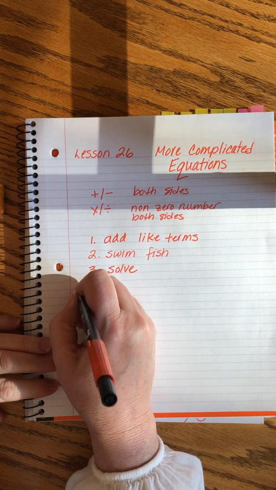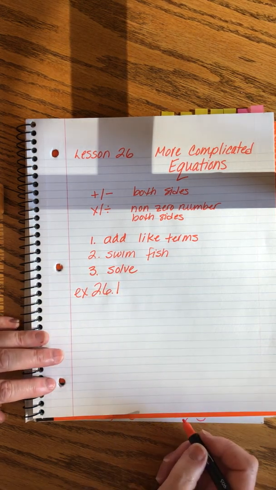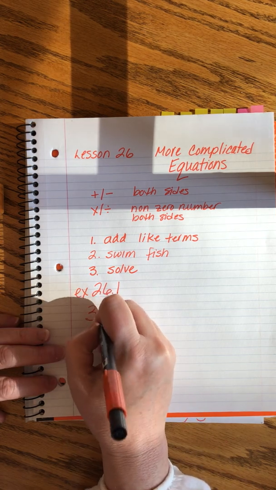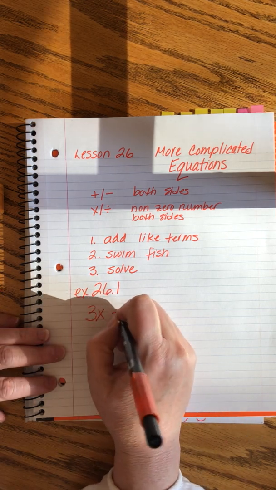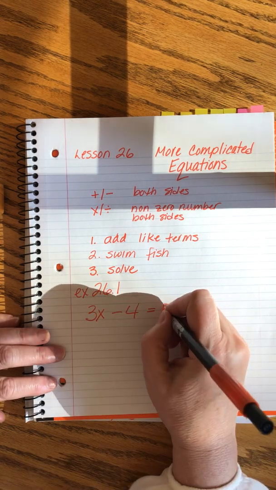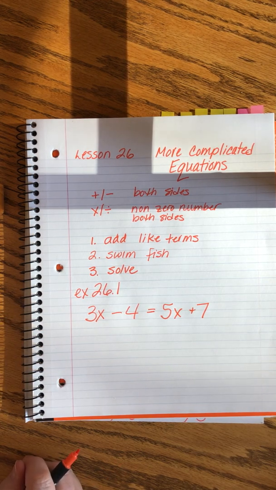Let's try to solve one. Ready? 3x minus 4 equals 5x plus 7. I appreciate the sun coming out and shining on my paper, but it's really causing shadow drama, isn't it?